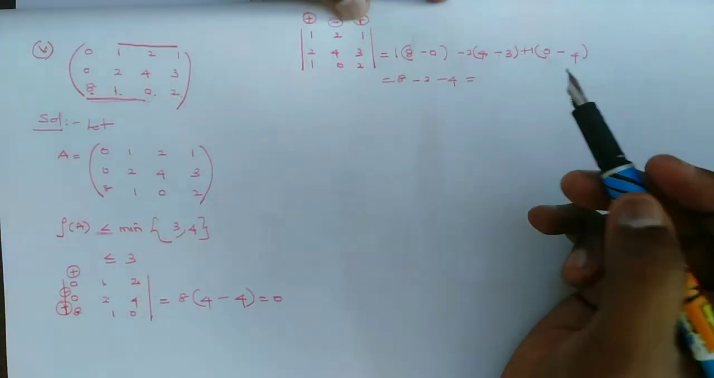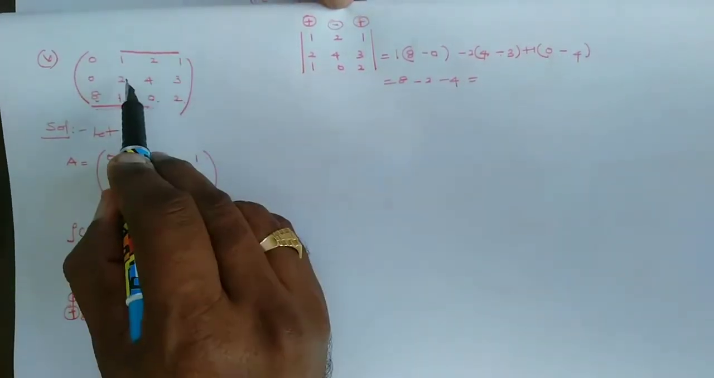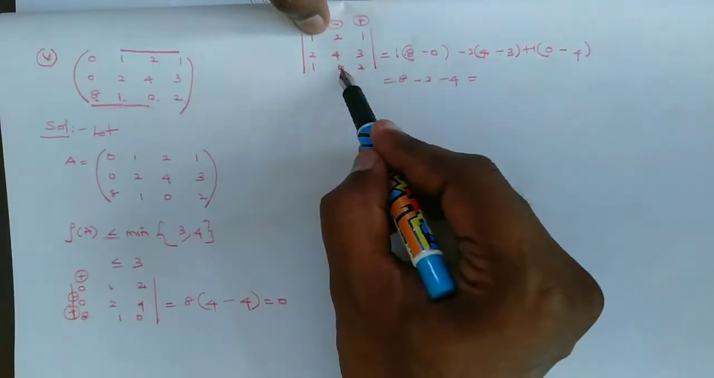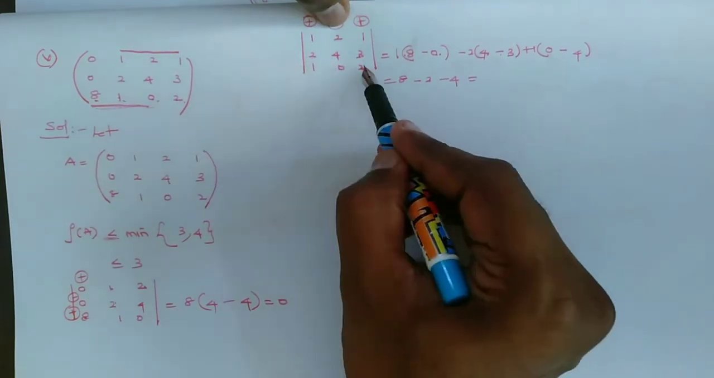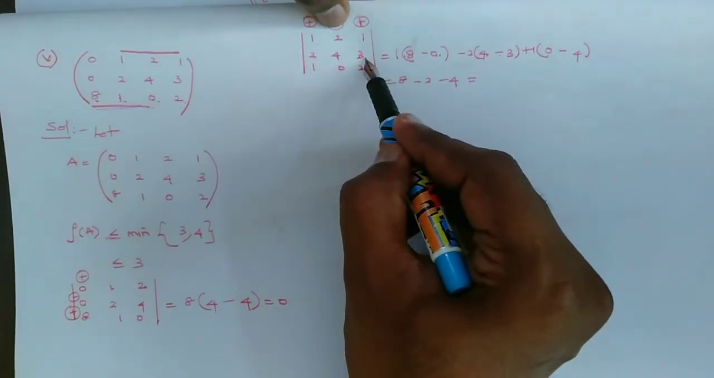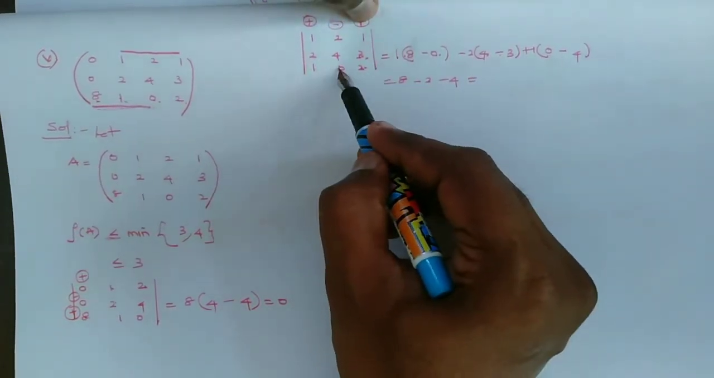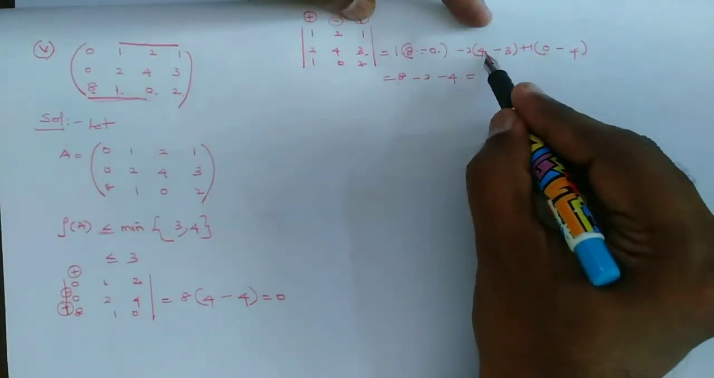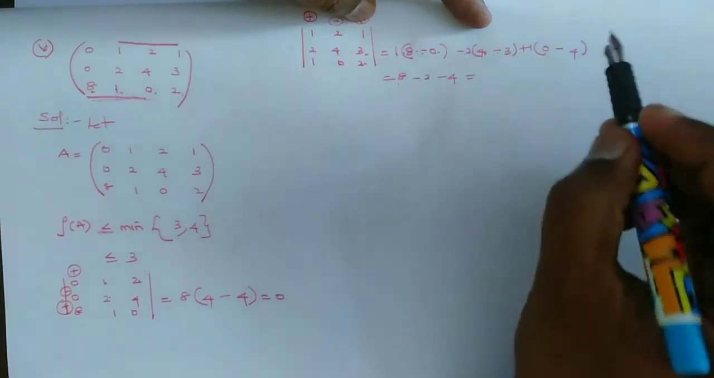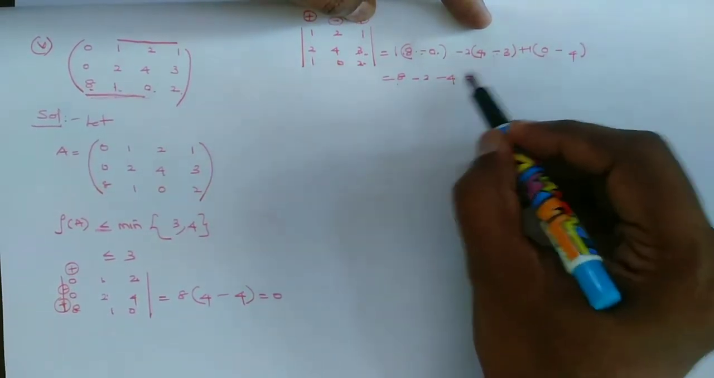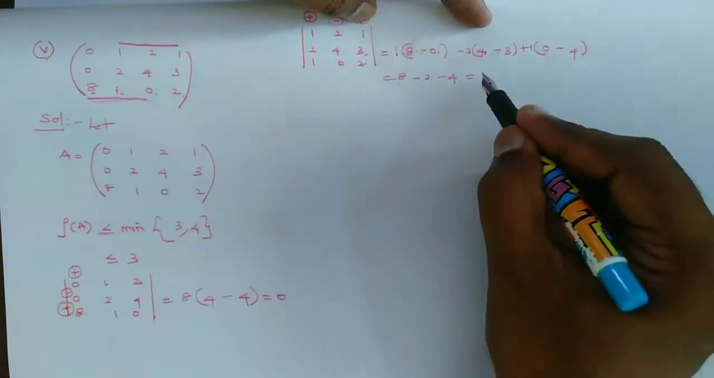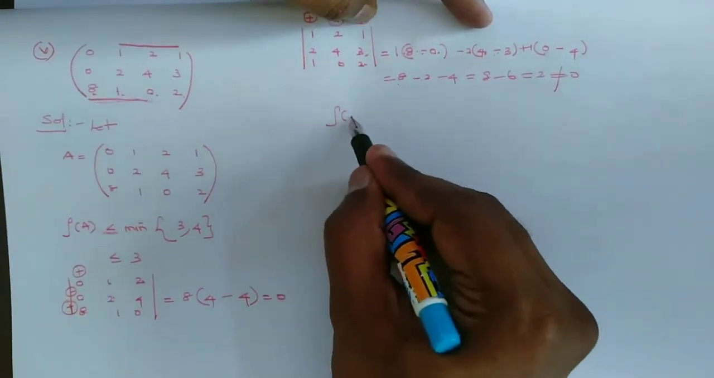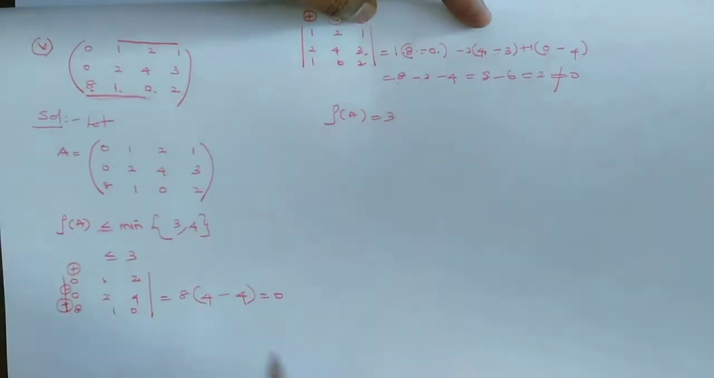So what's the answer going to be? Listen very carefully. I have taken 1 2 1, 2 4 3, 1 0 2. For this one, 4 twos are 8, 0 into 3 is 0, 2 twos are 4, 1 into 3 is 3. This one, 2 into 0 is 0, 1 into 4 is 4. So 8 minus 0 is 8, 8 into 1 is 8. 4 minus 3 is 1, 1 into minus 2 is minus 2. 0 minus 4 is minus 4, 1 into minus 4 is minus 4. This becomes 8 minus 6, which is 2, which is not equal to 0. Now you can write rank of A is equal to 3.